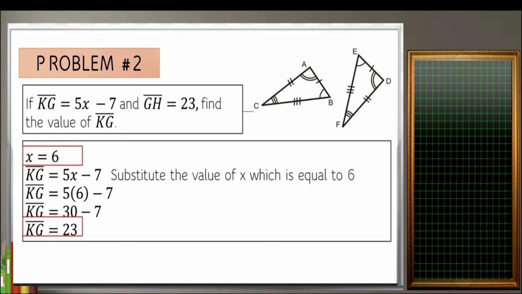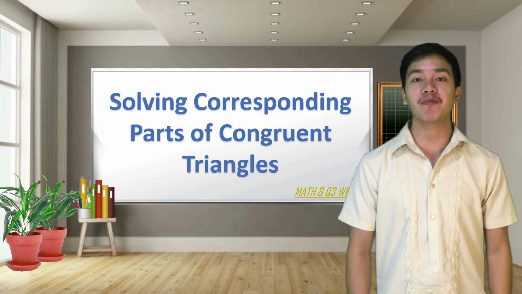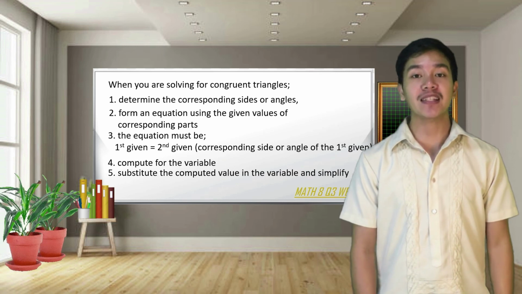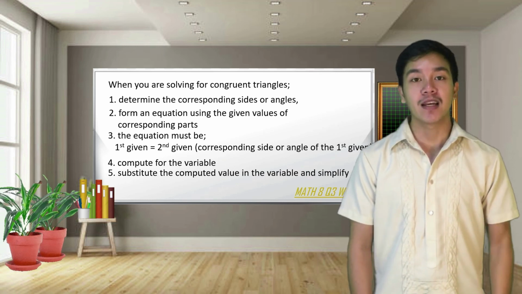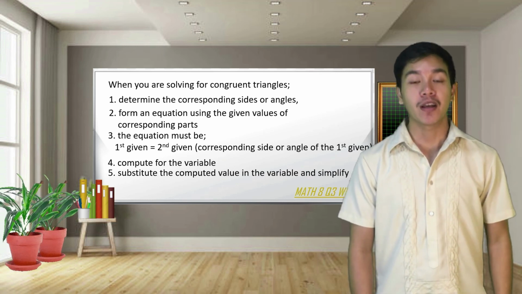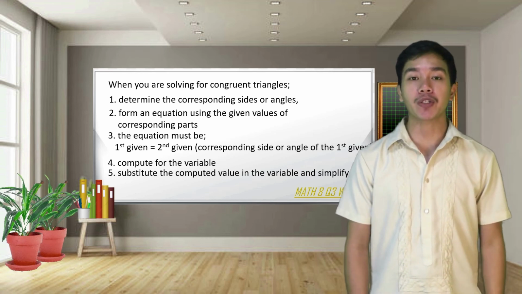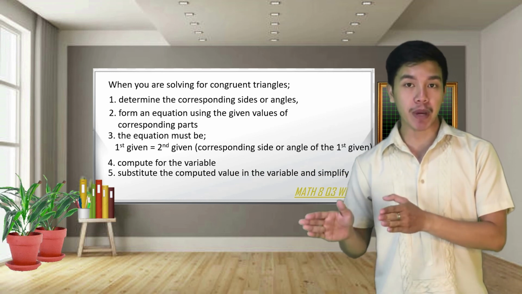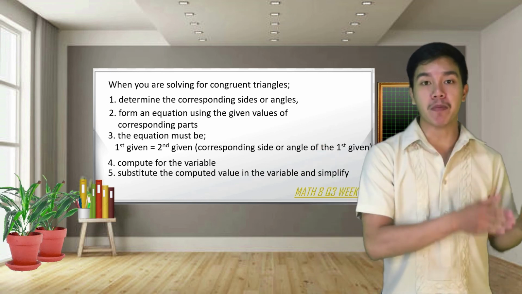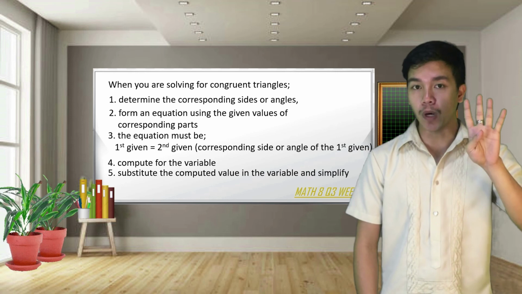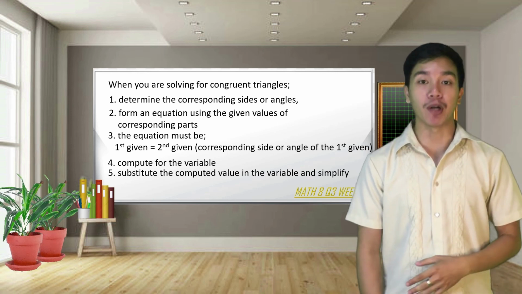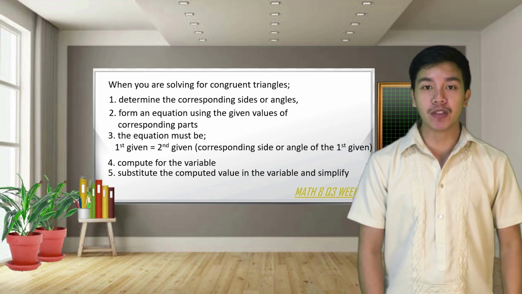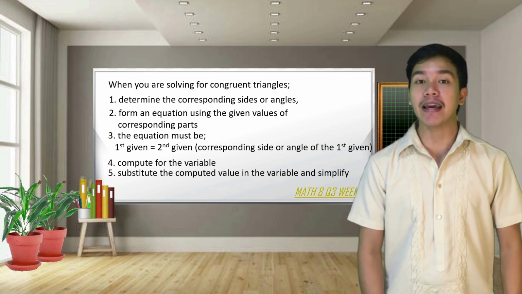Let me give you some tips when you are solving for the corresponding parts of congruent triangles. First, determine the corresponding sides or corresponding angles. Second, form an equation. Third, when you are forming an equation, it must be like the first given is equal to the second given. The second given is the corresponding part of the first given. Fourth, compute for the variable. And last, fifth, substitute the computed value of the variable and then simplify.